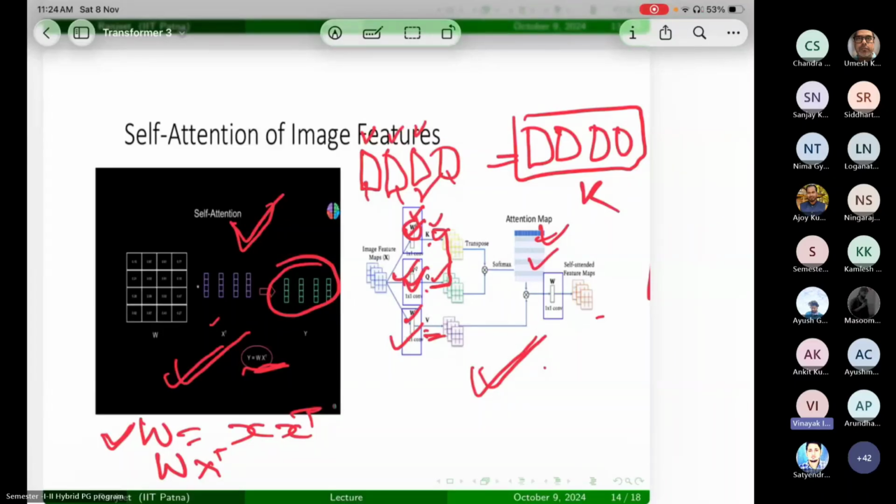So softmax is a kind of activation function which gives us probability values. It's getting applied on each row separately. So every row is getting converted into softmax values. Whatever matrix you are getting after multiplying K into Q into KT, every row is getting converted into probability-like values between 0 and 1, so that it will work as attention.